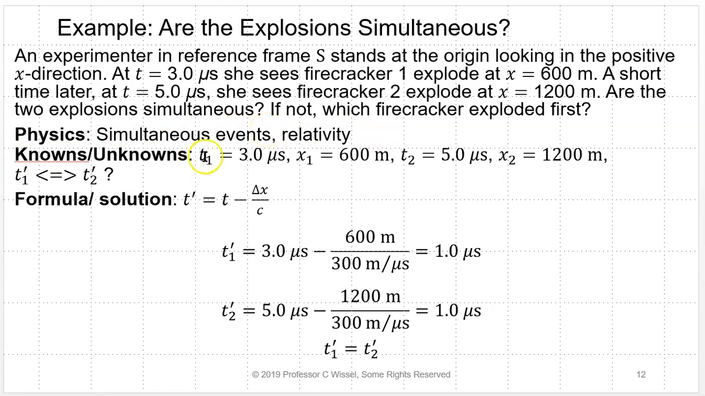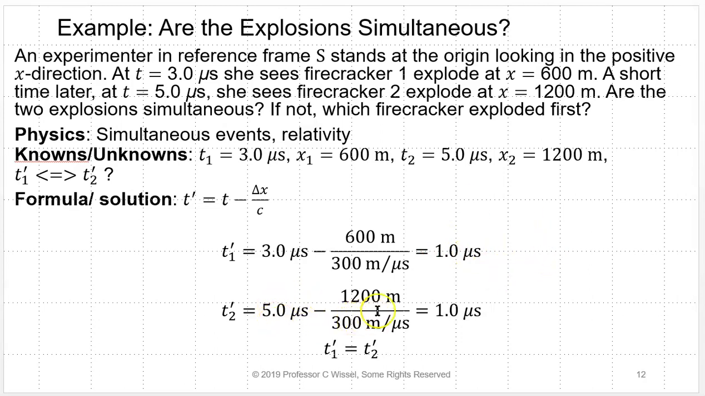The knowns and unknowns. She says t1 is 3 microseconds at x1 equals 600 meters. t2 is 5 microseconds at x2 equals 1200 meters. She needs to know the t primes. So we use the equation t prime equals t minus delta x over c. Her first t is 3 microseconds. Her first distance, delta x, is 600 meters. And here's the light speed written as 300 meters per microsecond. This ends up being 1 microsecond. This is when the event actually occurred.